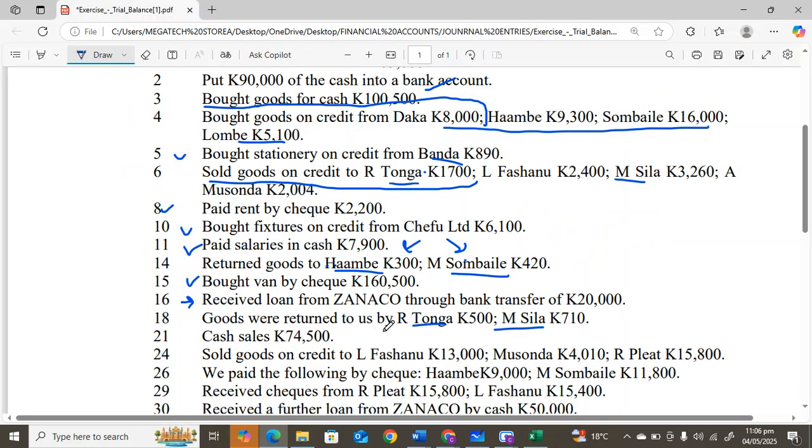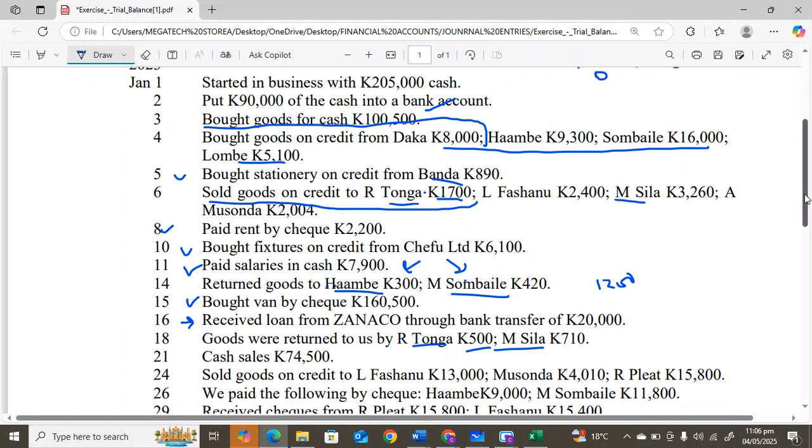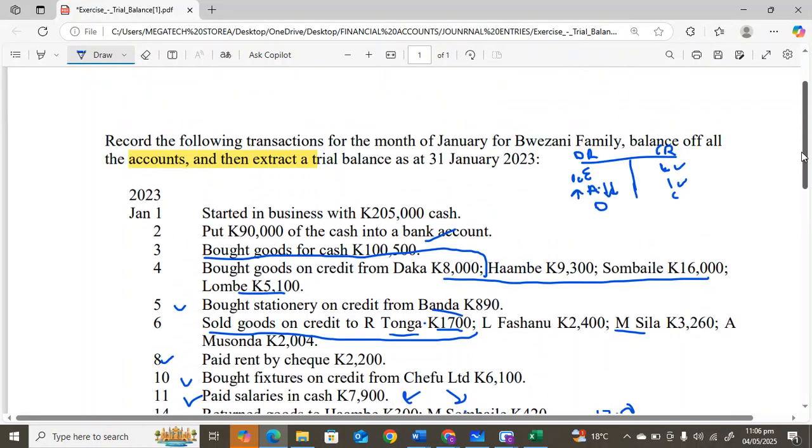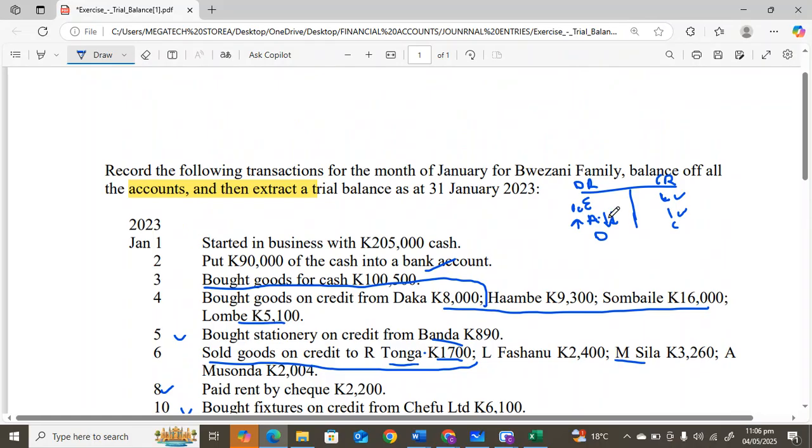Then these people, since they've brought back goods, what they're owing you has reduced. Initially Aratonga was owing you 1,700. Now he's brought back goods worth 500, so now he's owing you 1,200. So this is a reduction in our receivables. Remember, receivables are an asset. Reduction in an asset, you credit.